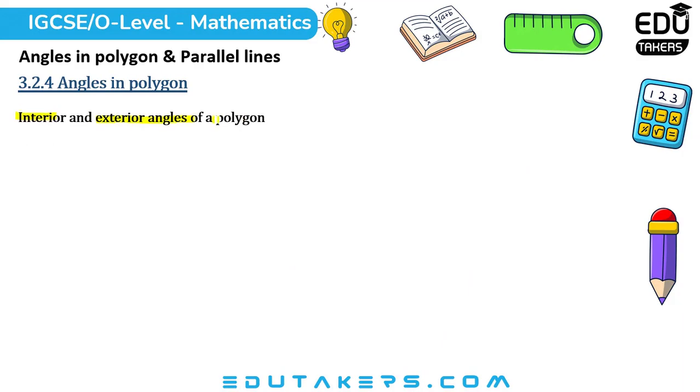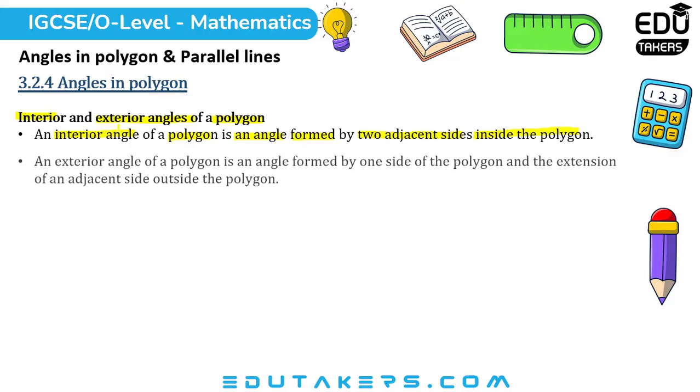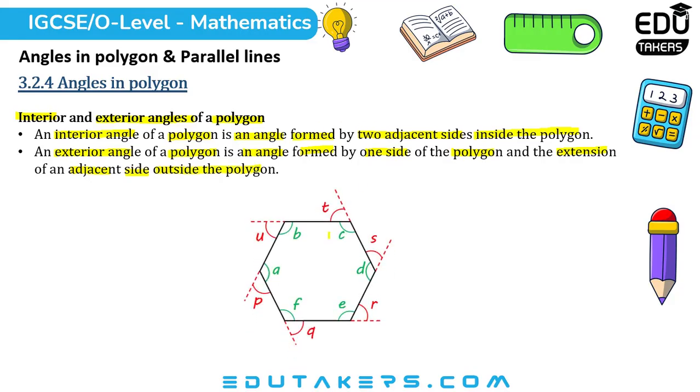Interior and exterior angles of a polygon. An interior angle of a polygon is an angle formed by two adjacent sides inside the polygon. An exterior angle of a polygon is an angle formed by one side of the polygon and the extension of an adjacent side outside the polygon, as shown. A, B, C, D, E, F are interior angles, and P, Q, R, S, T, U are exterior angles.